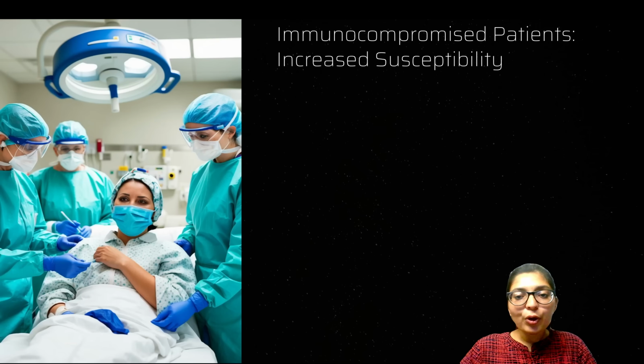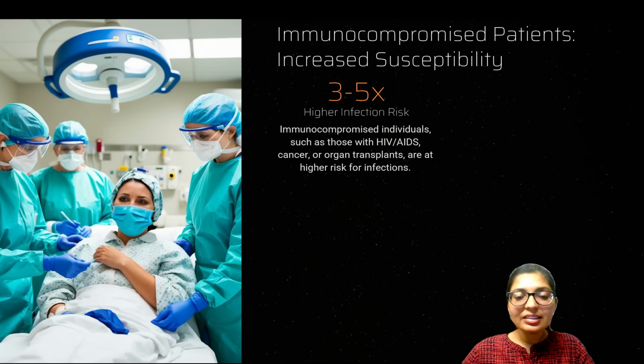Next one is immunocompromised patients and increased susceptibility. So 3 to 5x higher risk is there in immunocompromised individuals. Immunocompromised individuals are patients with HIV, AIDS, those who are on chemotherapy like cancer patients, and organ transplant recipients. They are at higher risk, and the risk is 3 to 5 times more in comparison to a normal or healthy individual.